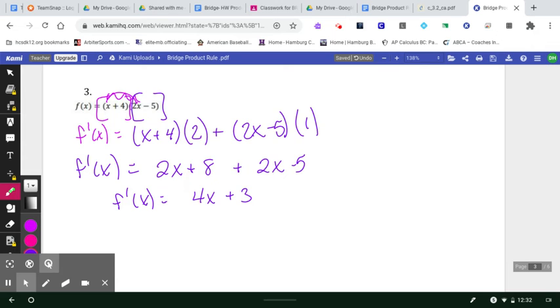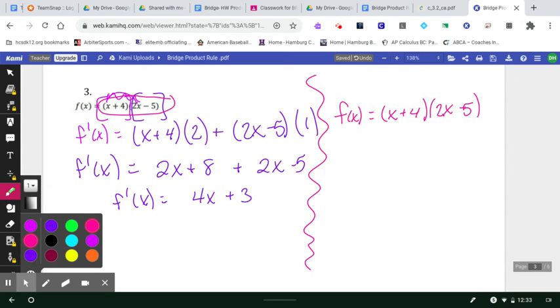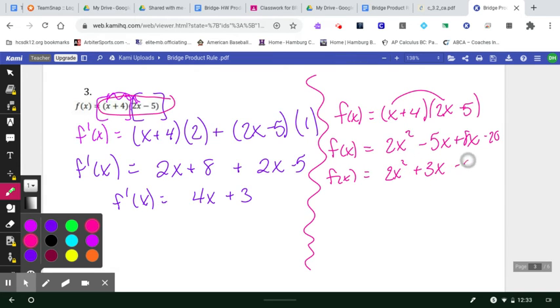Now, some of you might be questioning, well, do we have to use product rule here? Couldn't we just take these two things and multiply from the beginning? So let's go ahead and do that. Let's say f of x equals, and let's just rewrite this function and clean it up from the get-go. So if I go ahead and clean that up, so no calculus, just foiling. So that's going to get me 2x squared minus 5x plus 8x minus 20. And if I clean that up, I get 2x squared plus 3x minus 20.